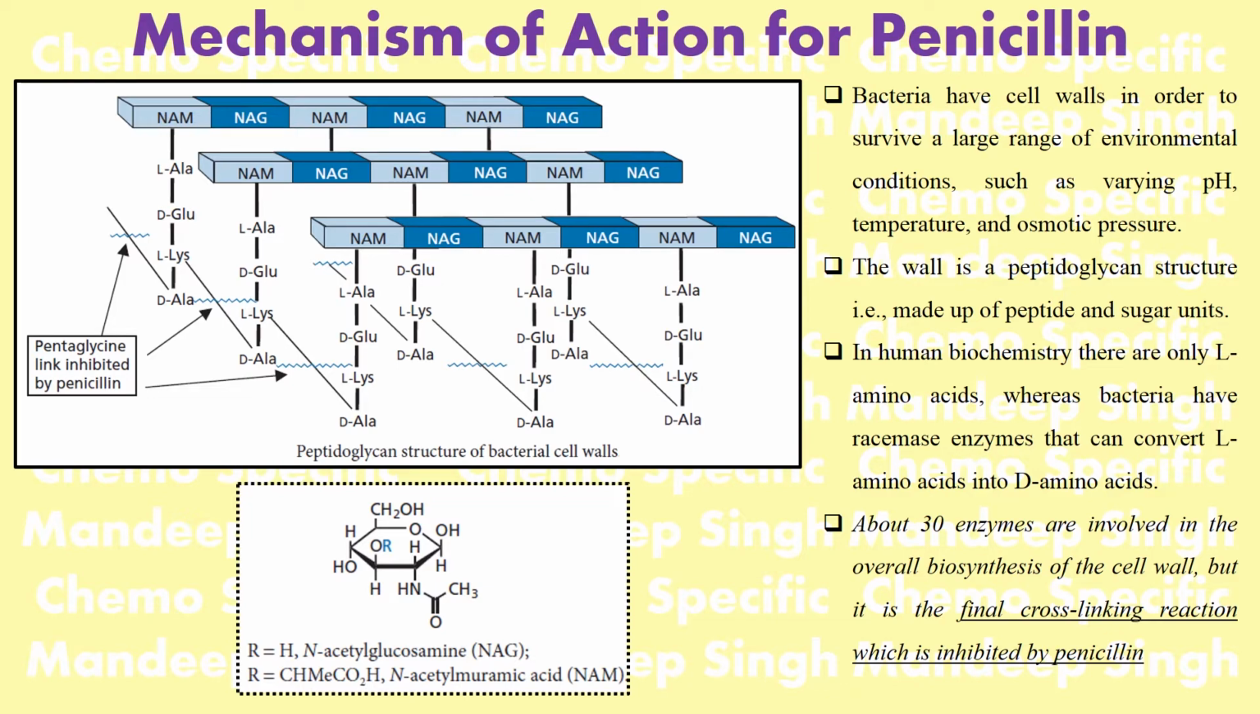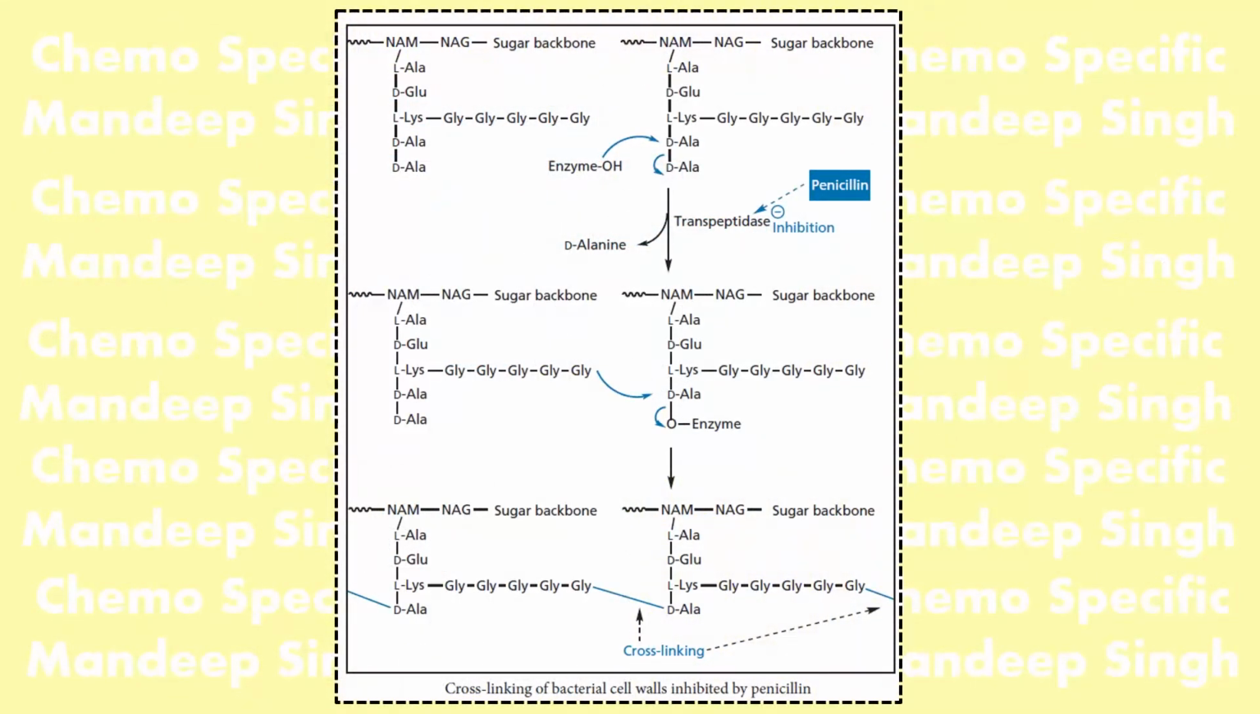Now let's look at a very general picture. Here we have the sugar backbone, this is the sugar backbone, and this is one of the chains, this is the other chain. What happens is that this enzyme has a serine moiety, and we know serine has an OH group, and it attacks the alanine, one of the alanines is replaced. This particular enzyme is the transpeptidase enzyme. So the transpeptidase enzyme has these serine moieties which attack. Now, as soon as you have this D-alanine inside the enzyme pocket, the other glycine.